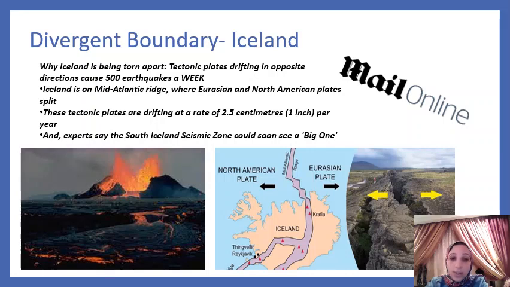Plate movement can cause earthquakes and volcanoes, which are very destructive natural phenomena. As you can see in this picture, the volcanoes on the left and on the right, the fault or the break between the two tectonic plates when they diverged caused earthquakes.